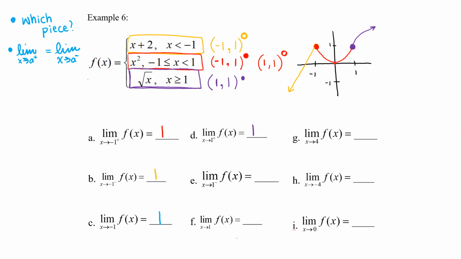Next, we'll look at the limit as x approaches 1 from the left. So we need to be smaller than 1, but close to 1. And that is our middle piece here. The limit as x approaches 1 from the left, where it looks like we'd have that x squared, would be 1. 1 squared is 1. So we're approaching 1. And since our left and right hand limits are equal, the overall limit as x approaches 1 of f of x is 1.